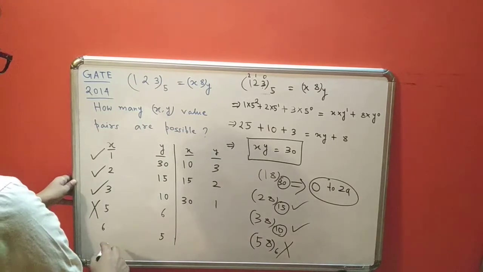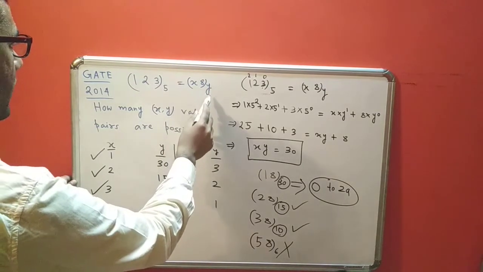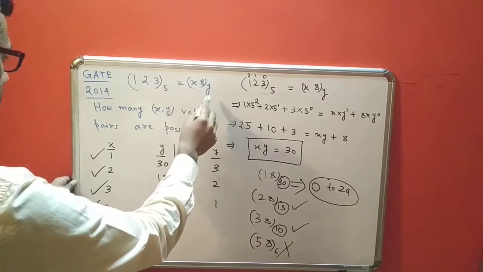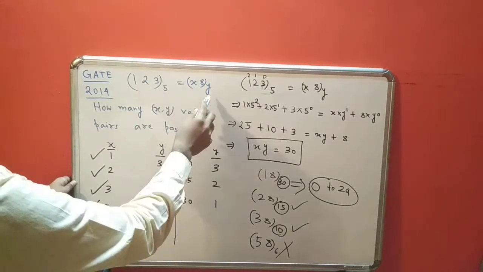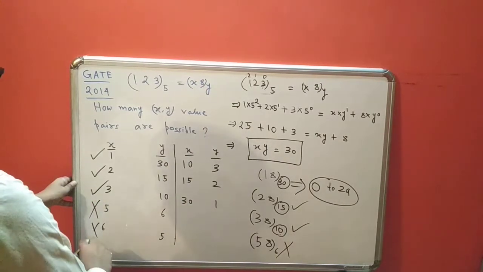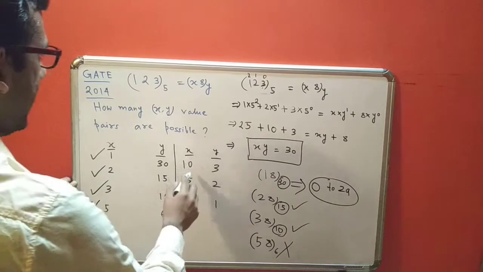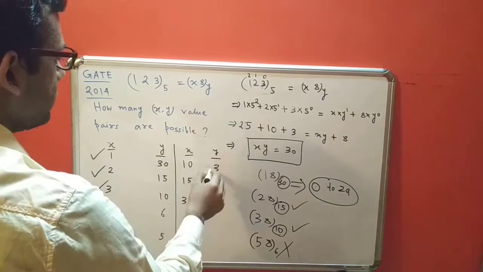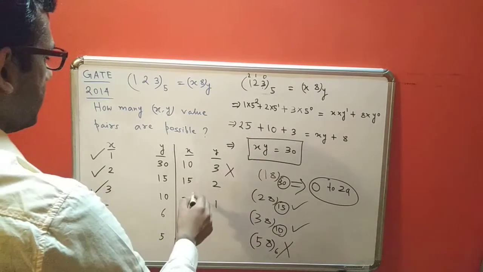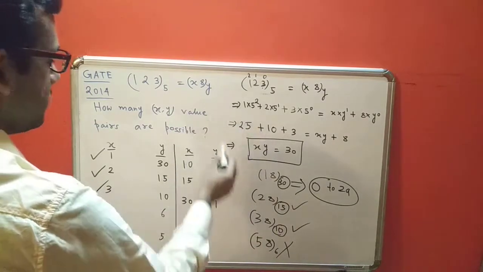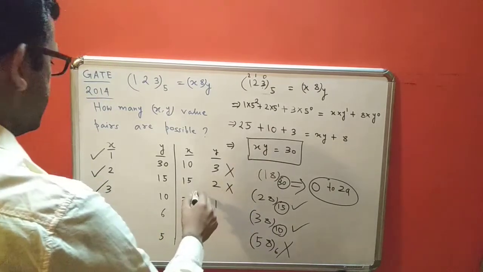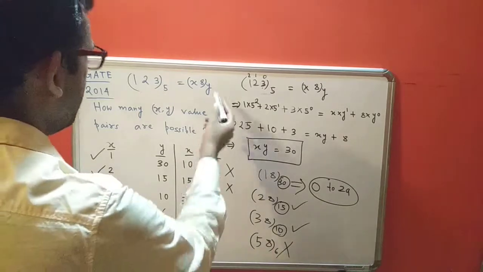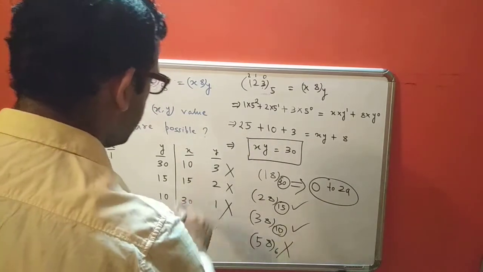What about this? X is equal to 6 and y is equal to 5. Once again, not allowed. Why? Because there is an 8 here. And if the base is 5, the possible symbols will be 0 to 4. So, this is once again an invalid combination. What about this? X is equal to 10, y is equal to 3. Not allowed, because the possible values would be 0 to 2. So, this is rejected. If x is 15, y is 2. Not allowed once again. And if x is 30, can y be 1? Definitely not. So, even this is discarded.